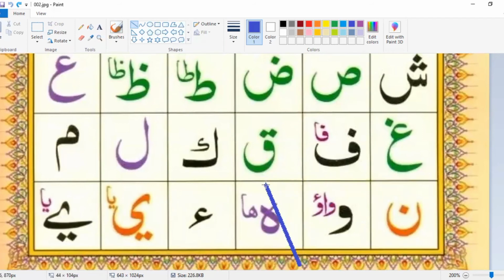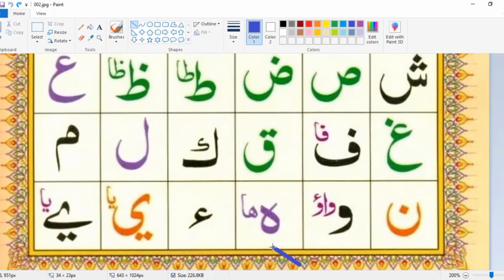Fa, qaf, kaf. Qaf is a bold letter, kaf is a light letter. This is the difference between these two letters. Qaf, kaf, lam, mim, noon, waw, ha.